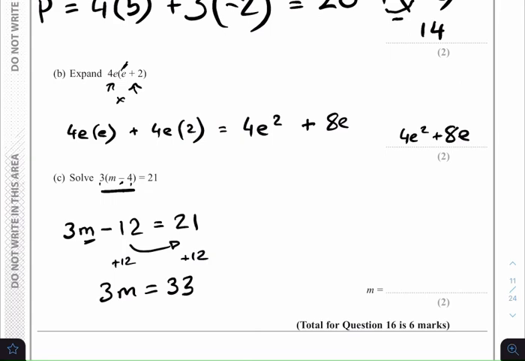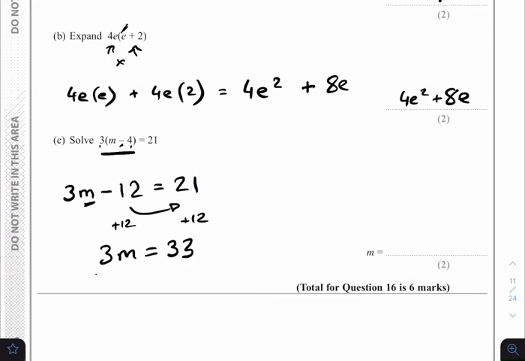So then you can look for how you can make 3m on the left just m on its own. If you divide through by 3, that will put 1m on the left. And if you divide through here by 3, 33 divided by 3 is the same as writing 11. M here is 11.